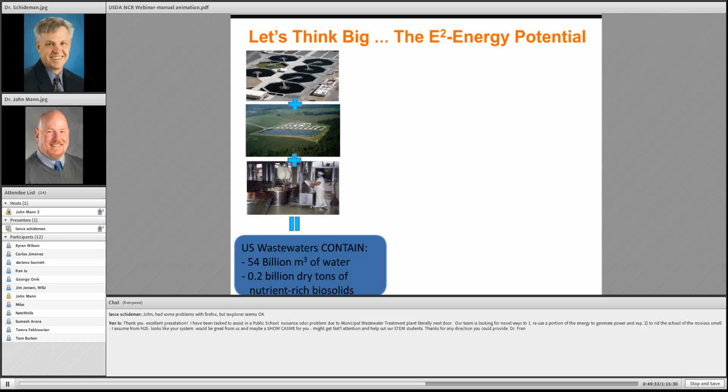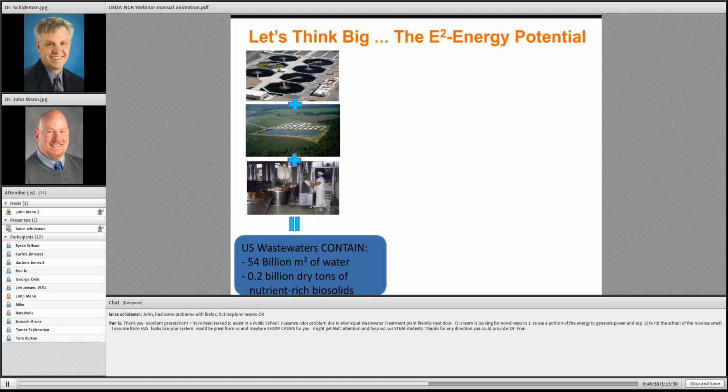And if we start out with the fact that we've got these 3 waste sources that contribute about 2.2 billion dry tons of nutrient-rich biosolids, and actually, there's other sources. We could go to the paper and pulp industry. They've got a lot of organic material, and there are other sources as well. But these are three big ones.